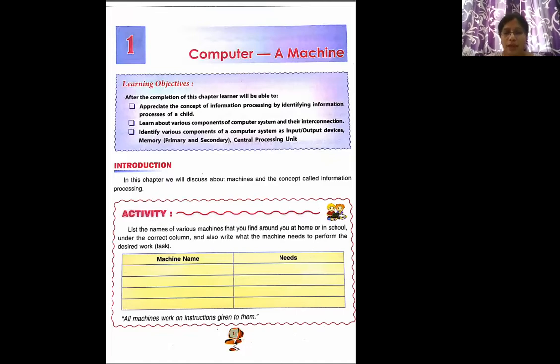So what are the learning objectives of this particular chapter? What are we going to learn from this chapter? After completion of this chapter, we will be able to understand and appreciate the concept of information processing. How does the processing of information is being done, by identifying the information processes of a child?